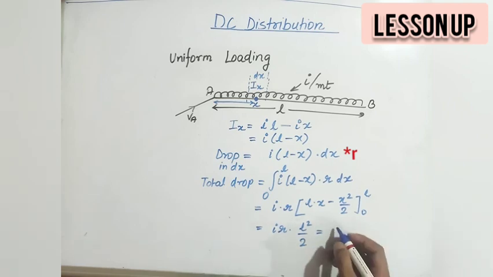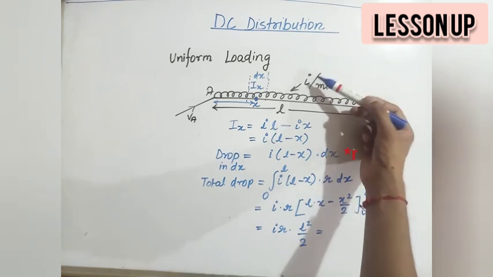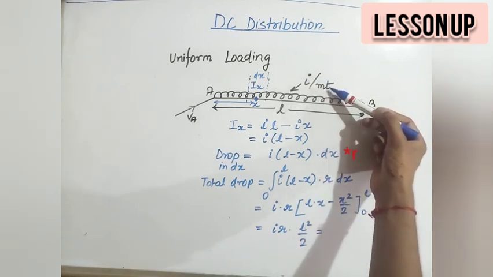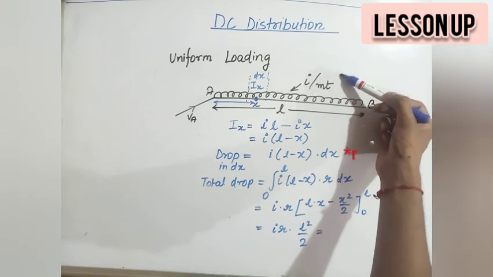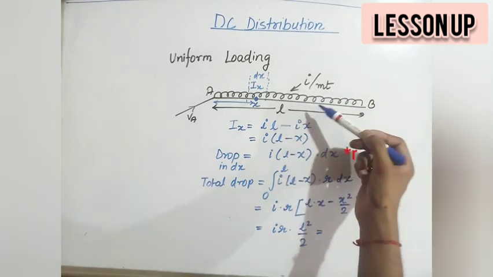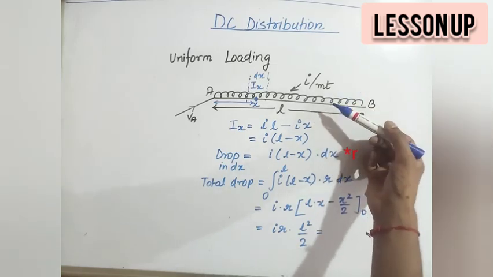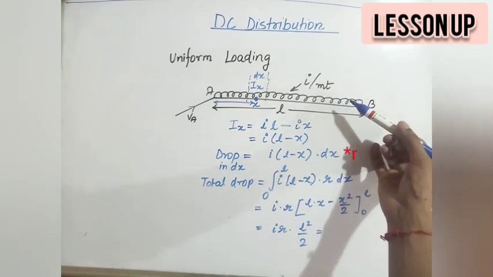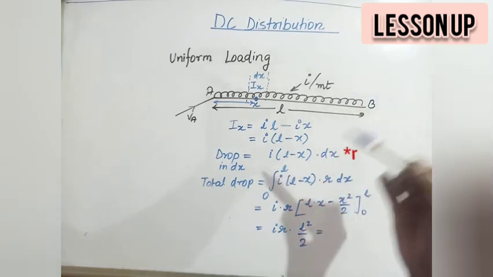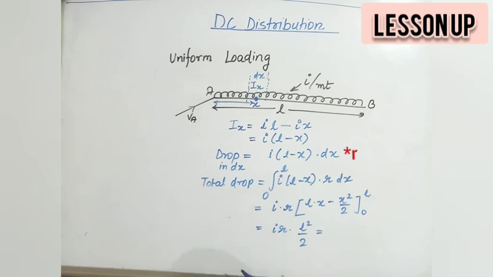Now I have already told you this is the current per meter. If we want actual current, we need to multiply with length. Similarly, resistance is also a function of distance, so if we want actual resistance, we need to multiply with the actual distance, so we will get the proper current and resistance. So here I into L, here we got L square, so I into L is the proper current and R into L is the actual resistance, divided by 2. So the total drop will be I into R divided by 2.